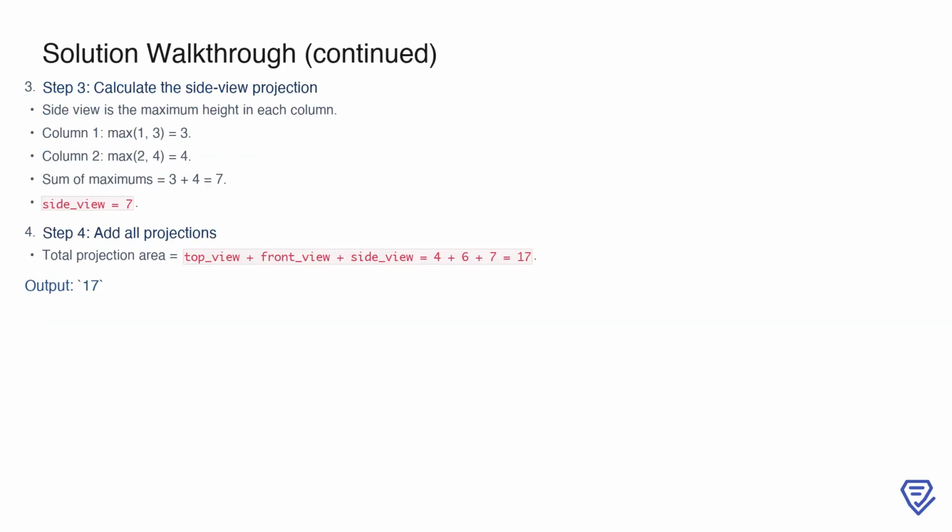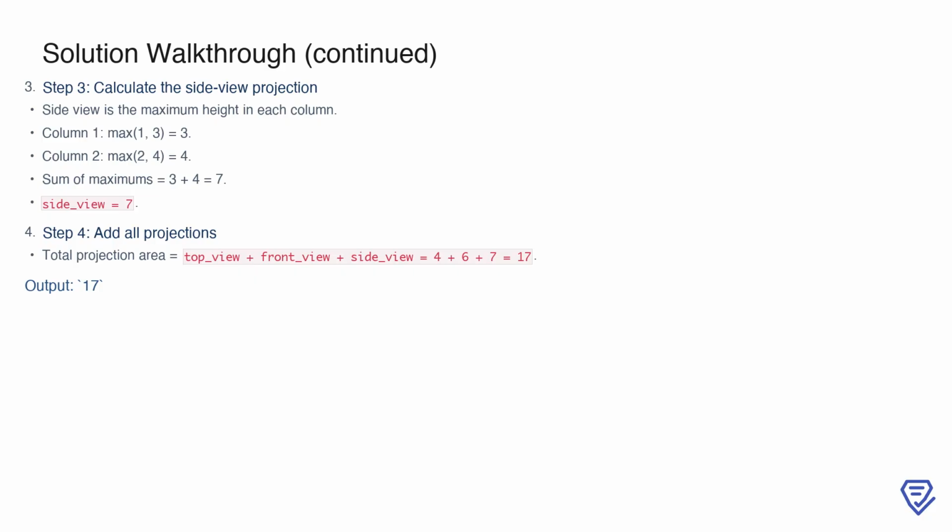Now we move on to the side view projection, which considers the maximum height in each column. For the first column, we compare the values 1 and 3, and the maximum is 3. In the second column, we compare 2 and 4, and the maximum is 4. Adding these maximums together, we get 3 plus 4, which equals 7. So, the side view projection is 7.